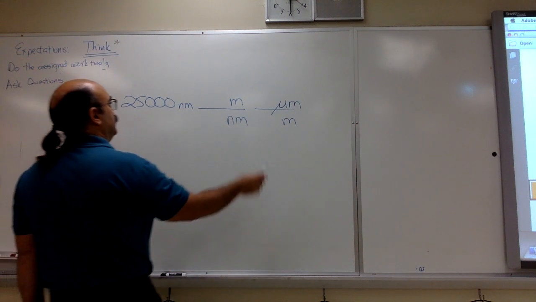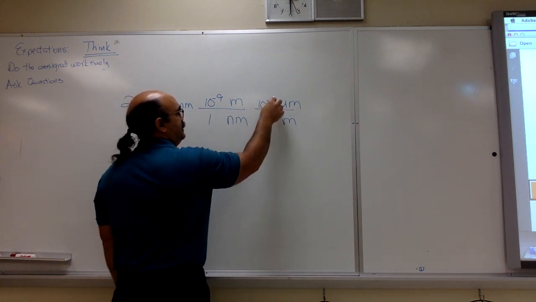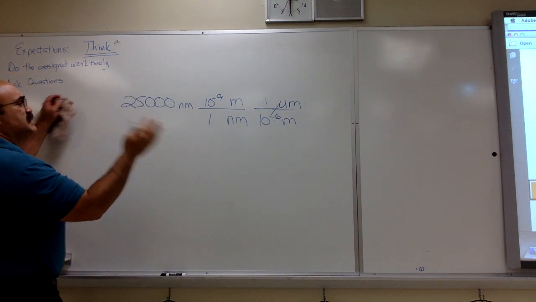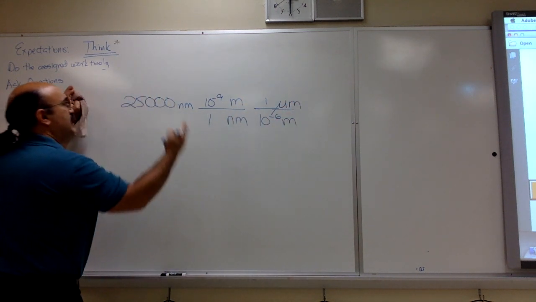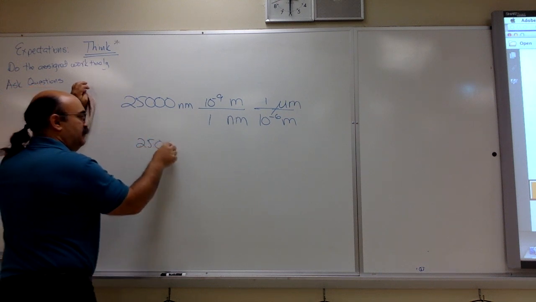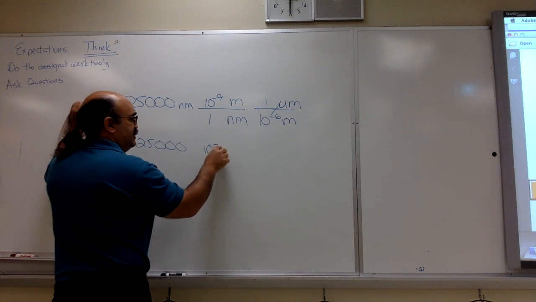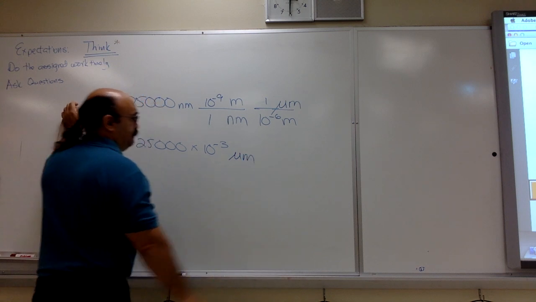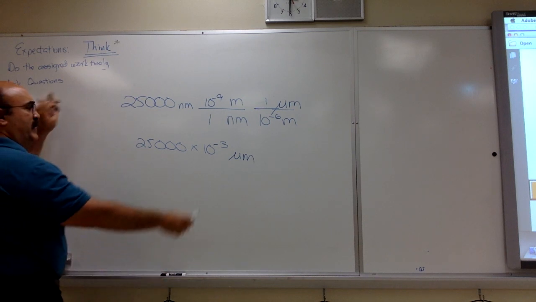I simply plug in 10 to the minus 9 for 1 nanometer, and 10 to the minus 6 for 1 micrometer. Simply solving my problem. Units are now taken care of. I'm in micrometers, which I want. I only have 1 coefficient. I leave it alone for the moment. This is what I get. Dealing with my powers then, this is 10 to the minus 3. And this is then in micrometers. Okay, useful, but not a practical way of doing this.